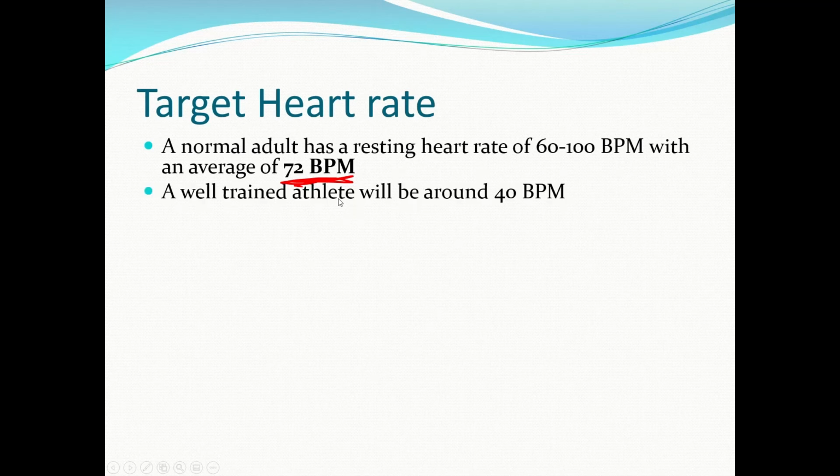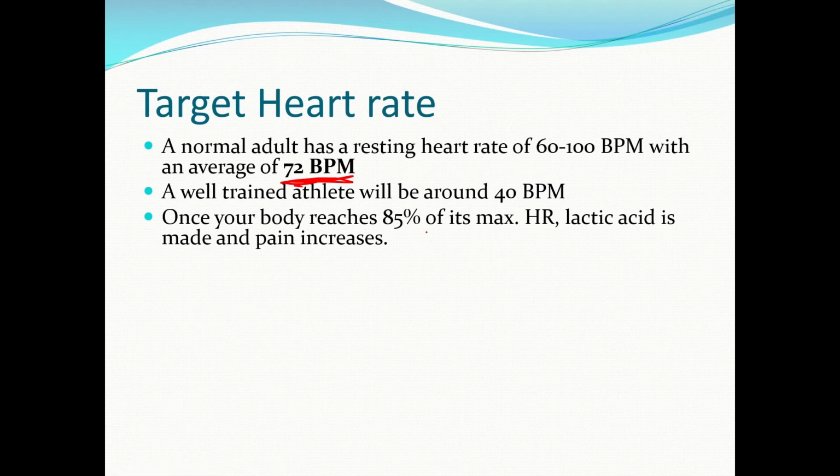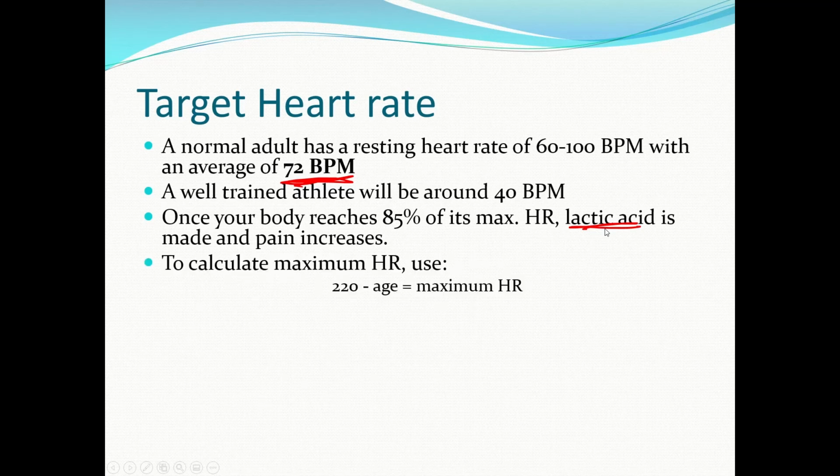A well-trained athlete can be around 40 beats per minute. This is just your resting heart rate. Your heart rate is going to increase when you exercise. Once your body reaches about 85% of its maximum heart rate, you produce lactic acid, and that increases pain. That's so that you don't push your heart too hard and something bad happens to you, right? Your maximum heart rate would be 220 minus your age, so right around 200 for you guys.